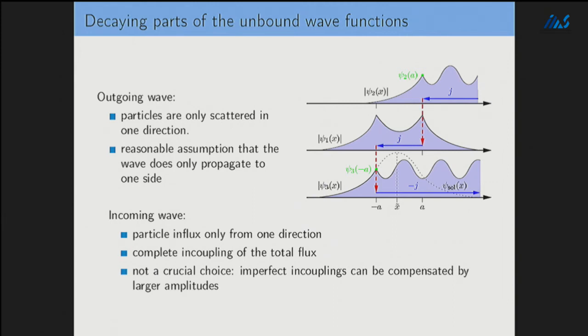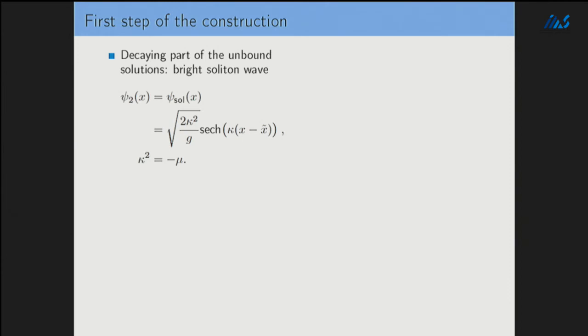So for this calculation, to simplify it, assume that we also have this decaying part, so that the influx or the incoupling to the bound state solution is perfect, or almost perfect. So the unbound wave function, if we want to look at the decaying part, can be found in a very simple way.